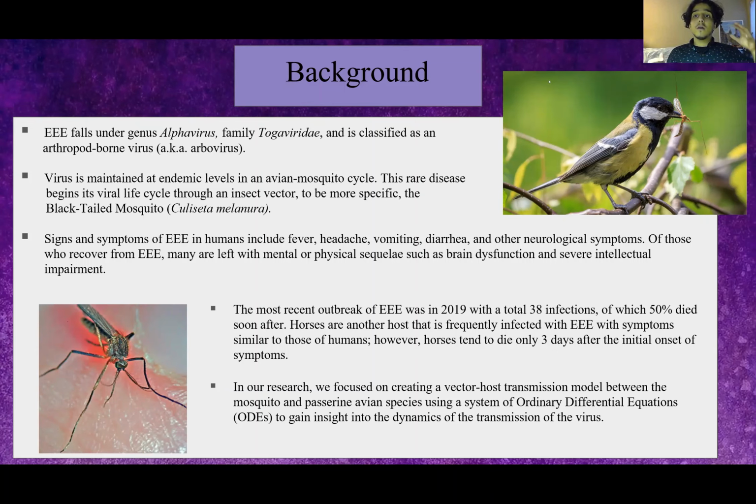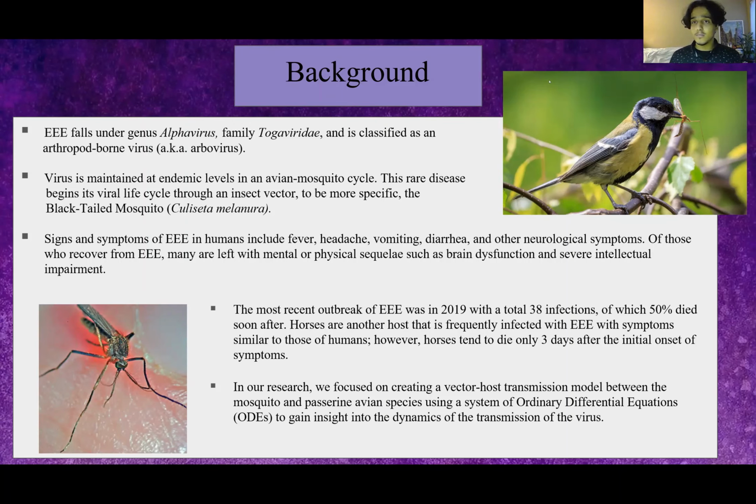The viral life cycle of this virus actually begins in mosquitoes and makes its way through avians, via a bridge vector, to humans, or from avians to horses through fecal matter in water or feed. And that's the whole dynamic of triple E. Now, this mosquito in our model is actually the black-tailed mosquito, or more commonly known as Culiseta melanura.